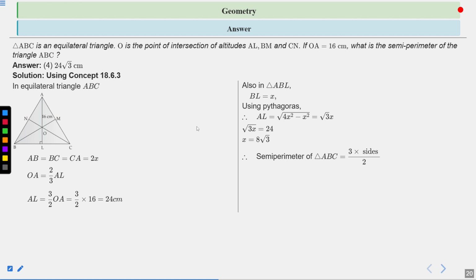Now we need to calculate the semi-perimeter of the triangle. So 3 into side upon 2. When we multiply, the side is 2x, so 3 into 2x by 2 will become 3 into x. We just put the value of x, which equals 8 root 3. So it will become 3 into 8 root 3, which equals 24 root 3 centimeter. So the fourth one is the correct answer of this question. Next one.